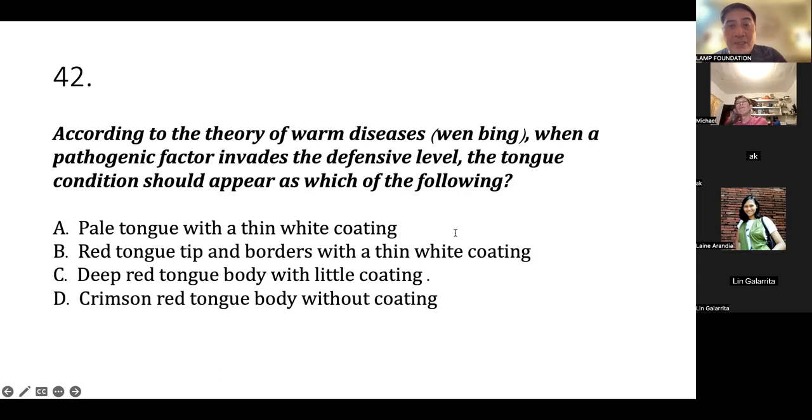Wenbing, ha? Parang letter B. Pag hindi ganyan yung pronunciation, hindi kayo passed. Okay.